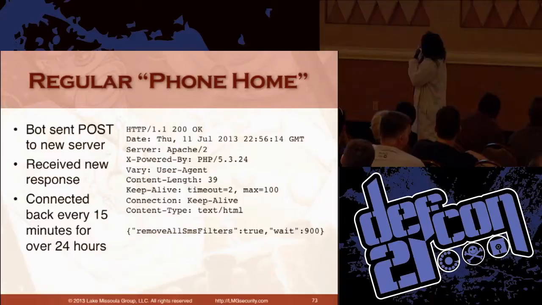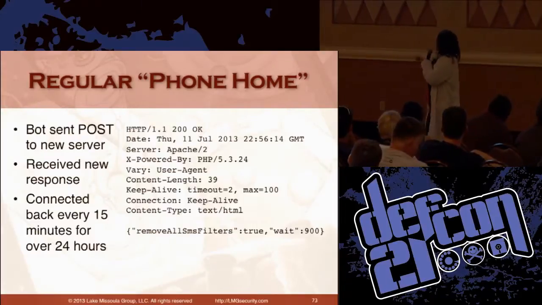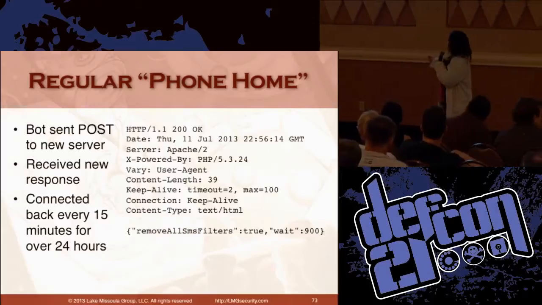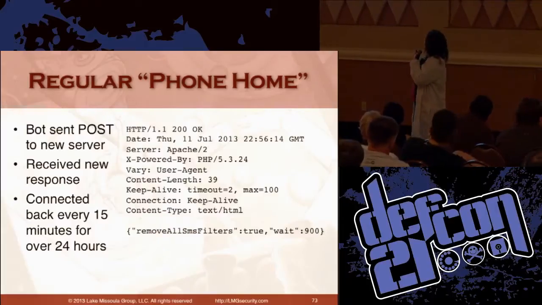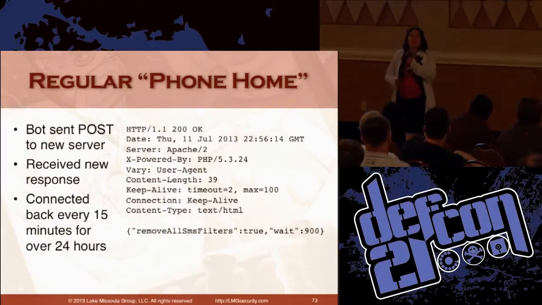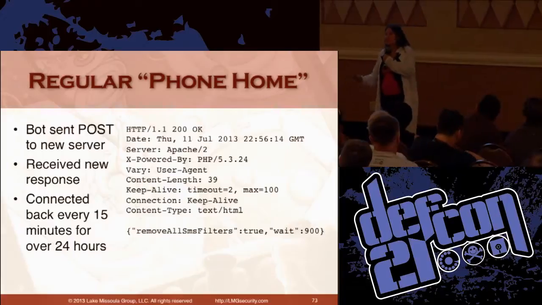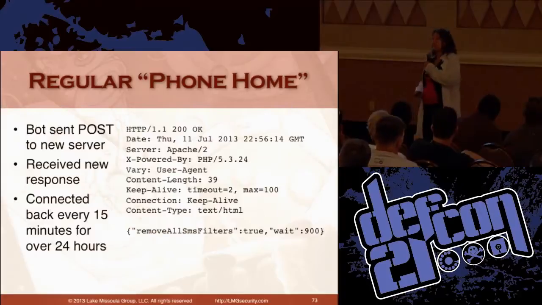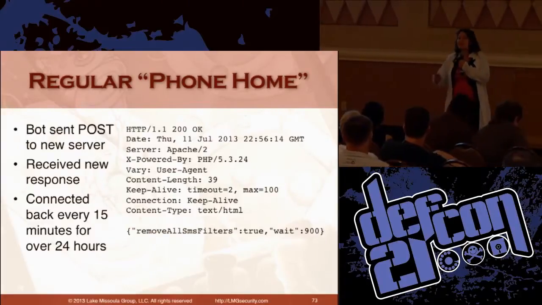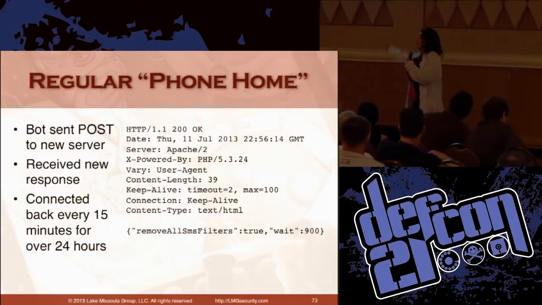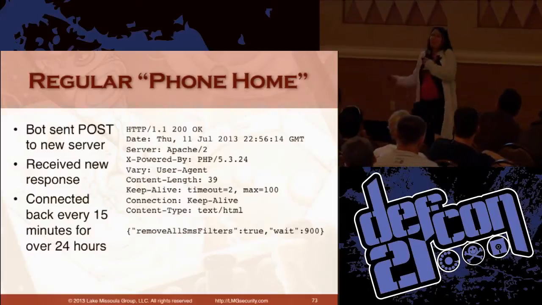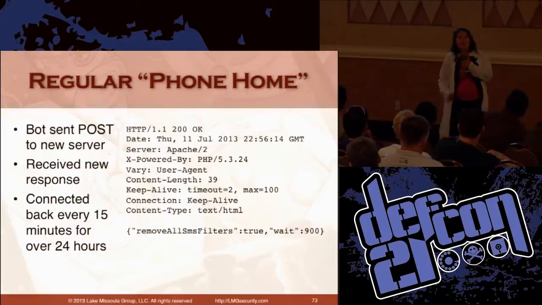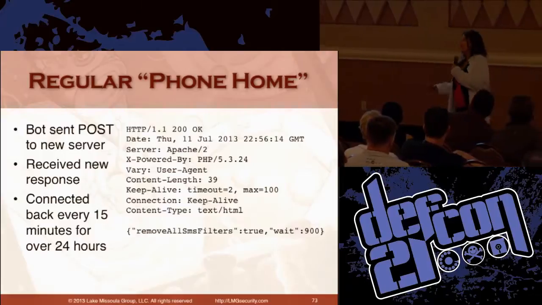So the bot sent a post to the new server then, over in the Netherlands, and it received a new response. This time that second server said, remove all SMS filters, true, wait 900. So instead of telling it wait 60 seconds, the new server said wait 900 seconds, every 15 minutes. This would still be pretty easy to see if you were watching your traffic in an enterprise. Every 15 minutes is still pretty noisy on the network, but the attacker could tell it wait a month, and it wouldn't phone back for a month, and that would be a lot harder to detect.